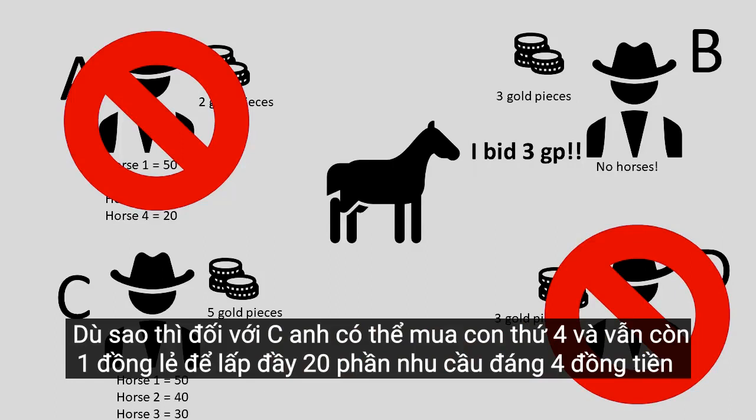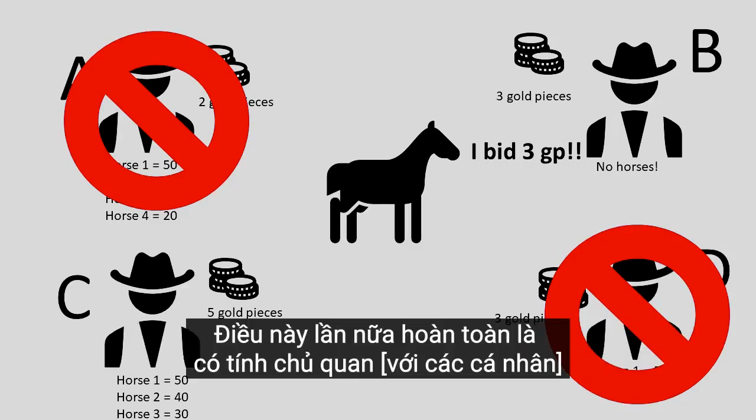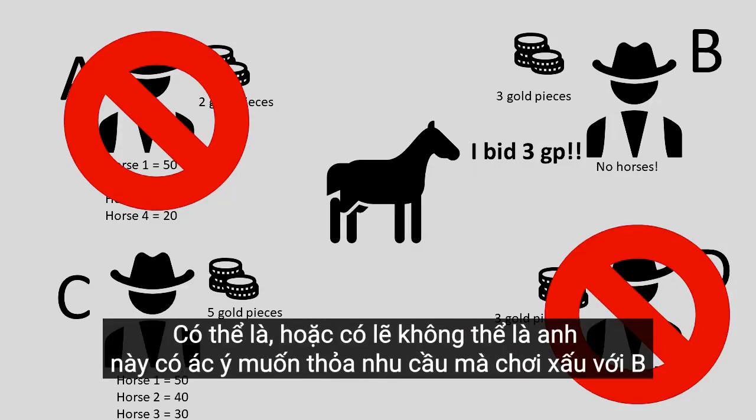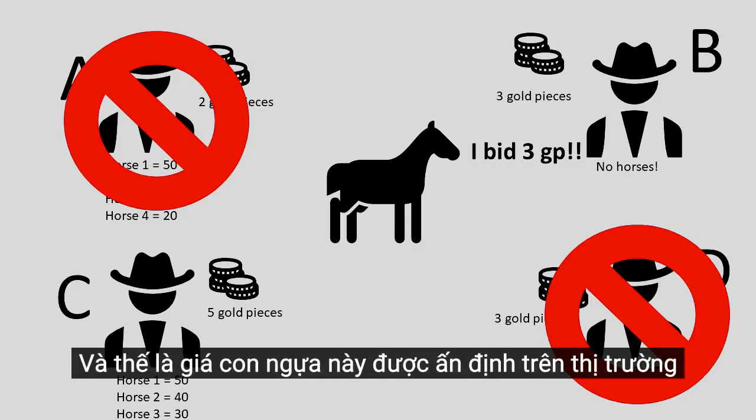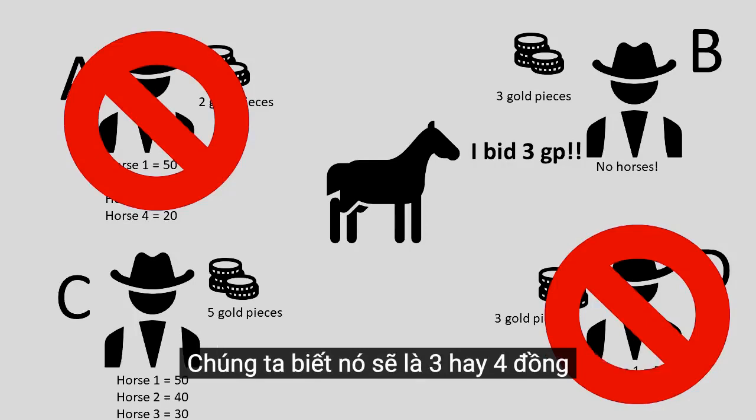He can buy a 4th horse and still have 1 gold coin left over. Is the fulfillment of 20 needs worth 4 gold coins to him? This again is entirely subjective. It may be, it may not be. Maybe this guy is really nasty and would derive satisfaction from screwing over B. If he withdraws, the price of the horse is 3. If he bids, the price will be 4. And so the price of this horse is found on the market. We know it's going to be 3 or 4.